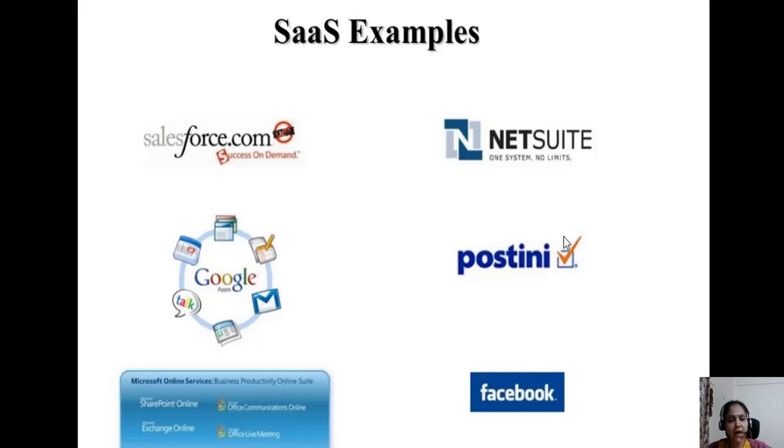the Google, we have the Microsoft Online Services such as SharePoint Online, then Exchange Online, then Office Communication Online, Office Live Meeting Online. You have a lot of stuff. Okay, then you have Facebook. Facebook is also using the SaaS service model, dear student.